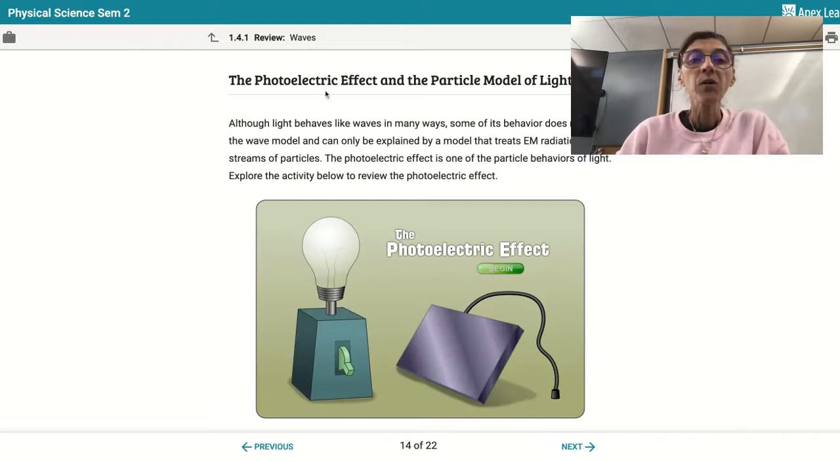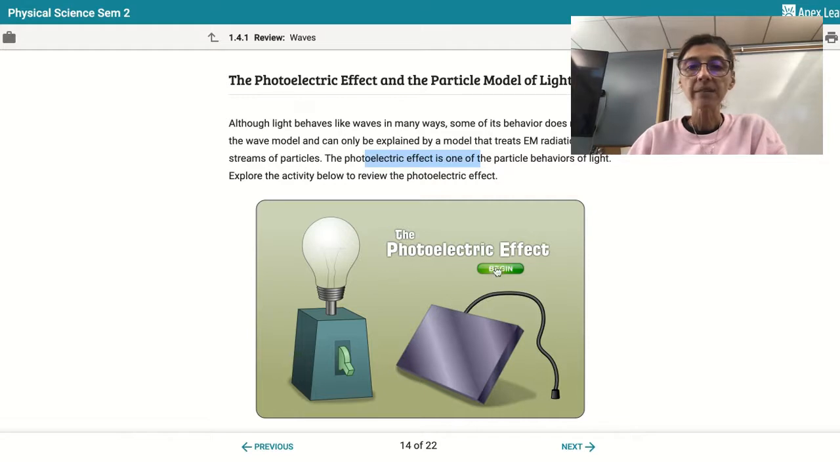That brought you to the photoelectric effect and the particle model of light. Okay. So, yes, light waves behave like waves in many ways, but in some ways, it's a lot easier to explain phenomena and to use the technology if we can look at light as streams of particles instead of waves. Okay. The photoelectric effect is one particle behavior of light that we can look at.